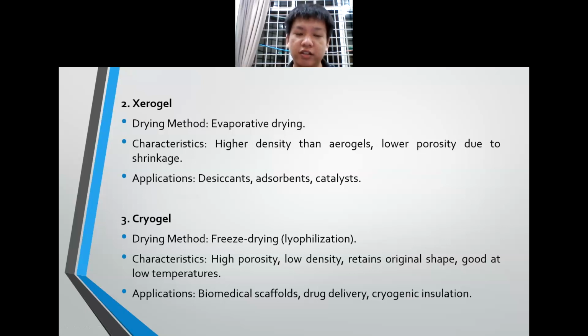For the last one, the gel is the cryogel. This one is very special. It's because the drying method used is freeze drying, which is lyophilization. And then the characteristic of cryogel is high porosity, low density. It retains original shape, and is good at low temperatures. The application of cryogel is used in biomedical scaffolds, drug delivery, cryogenic insulation.